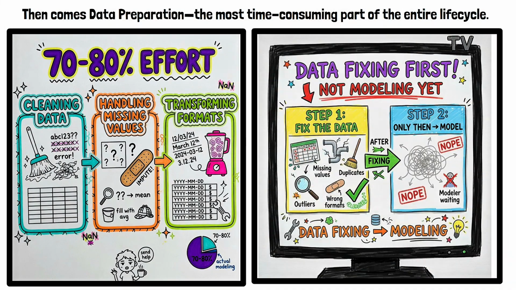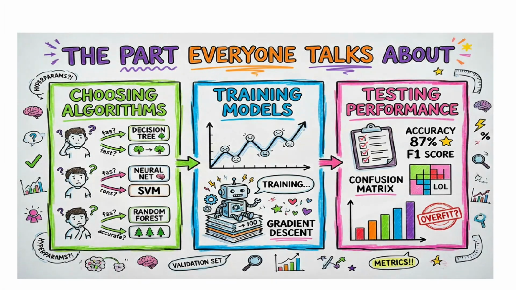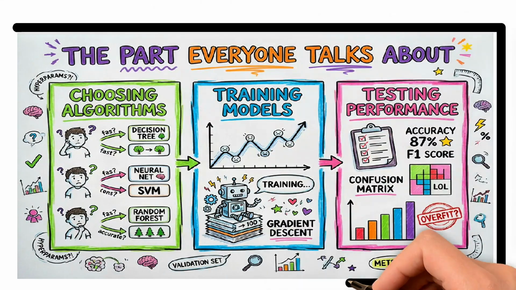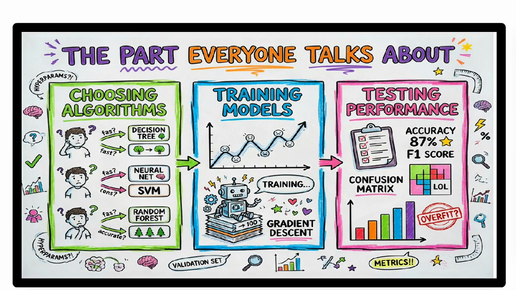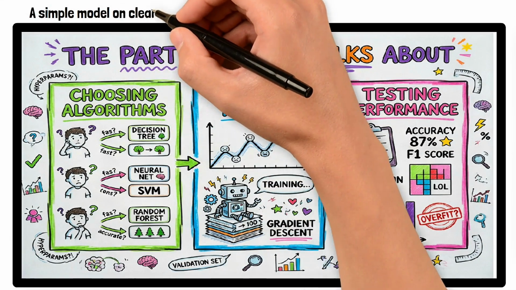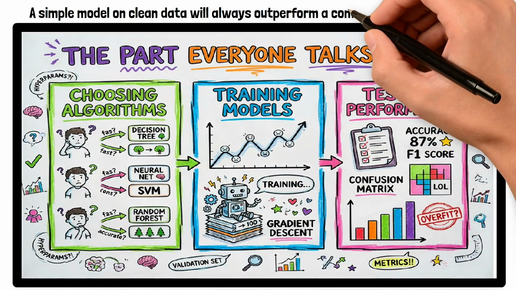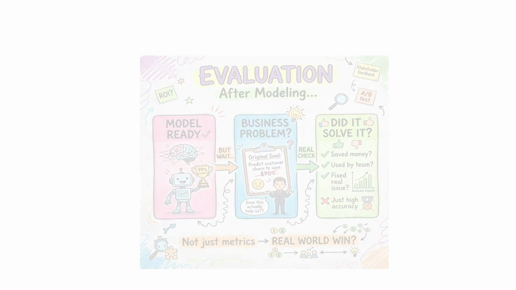Only after that do you move to modeling. This is the part everyone talks about. Choosing algorithms, training models, testing performance. But here's the truth. A simple model on clean data will always outperform a complex model on bad data.